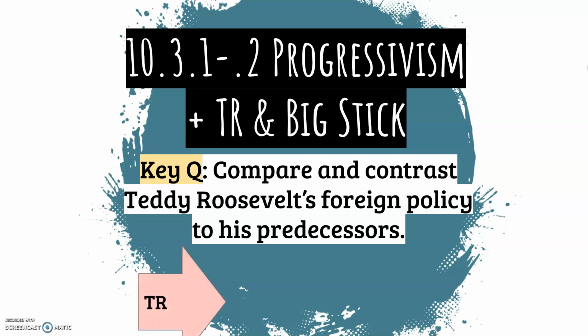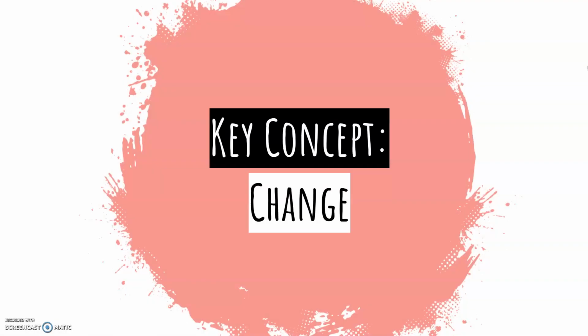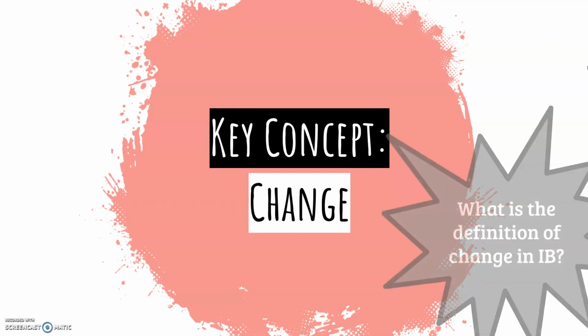So this video will look at Teddy Roosevelt. We're going to look at him as a human and as a president. The next video, we're actually going to see it play out with Big Stick, Roosevelt Corollary, and Panama Canal. Focusing on the key concept of change, because Teddy really does change the presidency and change the United States.